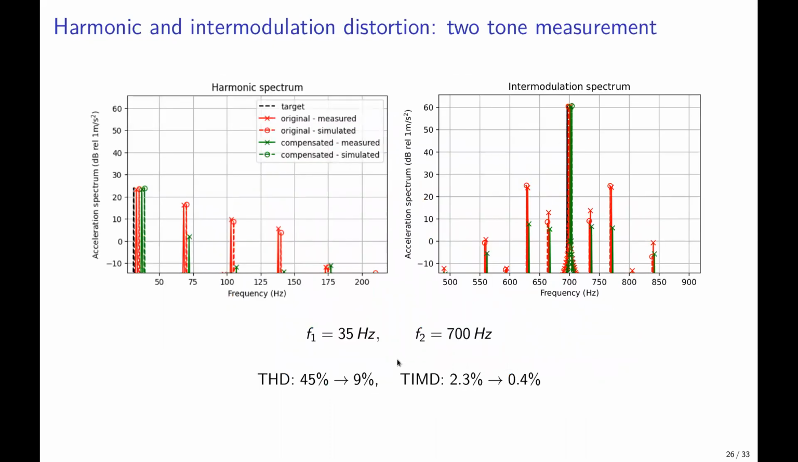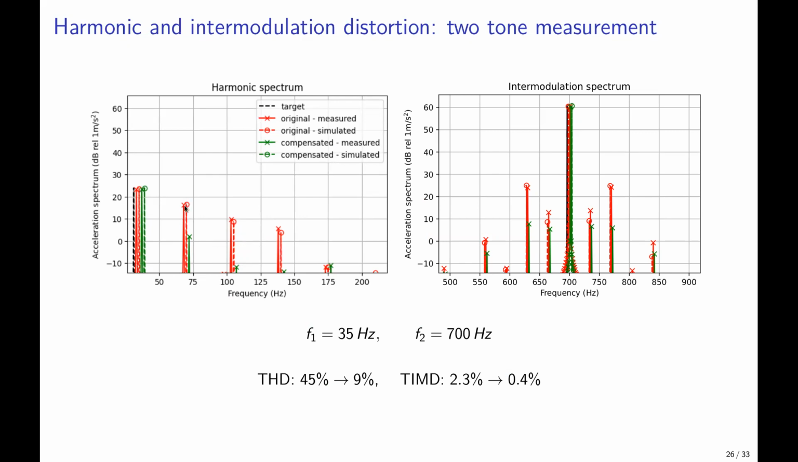Okay, let's jump over this. So here, what we then like to look at to quantify how much we reduce distortion, we look at the harmonic spectrum and the intermodulation spectrum. So here on the left is the harmonic spectrum. We have an input signal of 35 Hertz. So we have the fundamental here, and then we have the higher order harmonics.